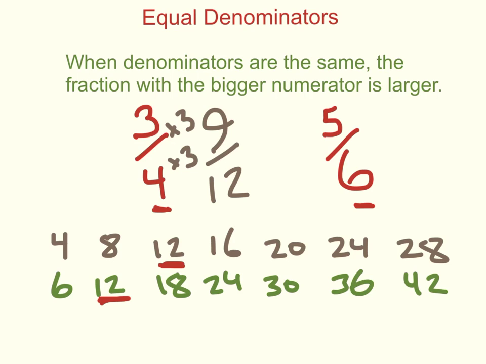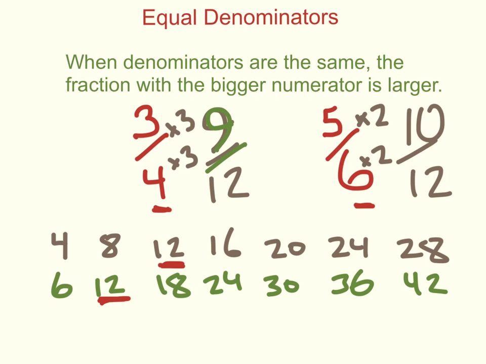And for my 5/6, I want to get a denominator of 12 as well. So how does 6 go into 12, or how do you get 6 to be 12? Multiply it by 2. And if you multiply the denominator by 2, I should multiply the numerator by 2 to get an equivalent fraction. And 5 times 2 is 10. So now I have 9/12 and 10/12. Now I can compare them because I have equivalent denominators.